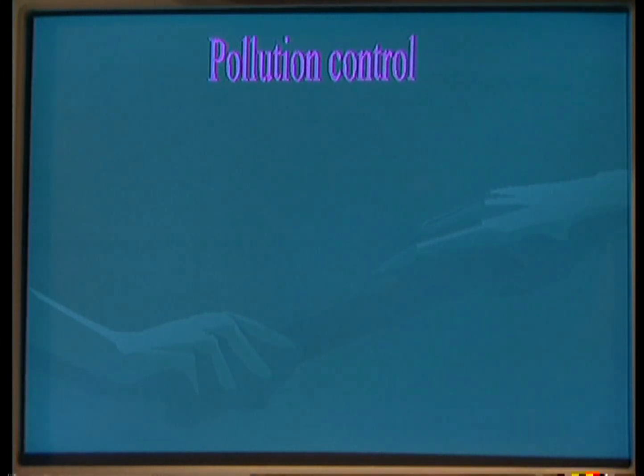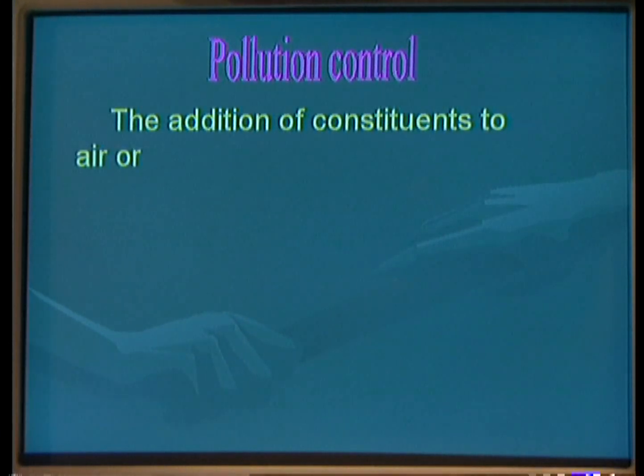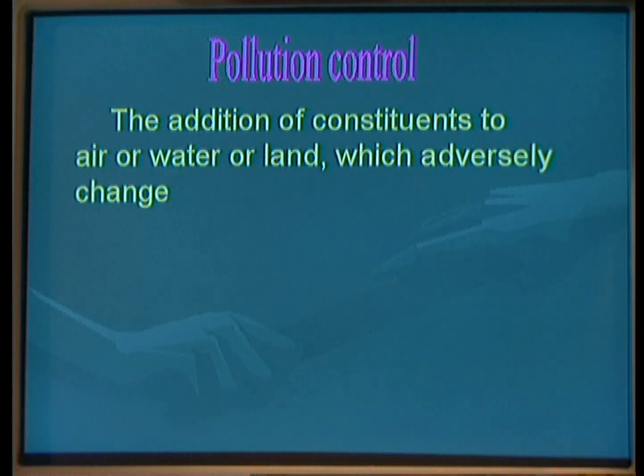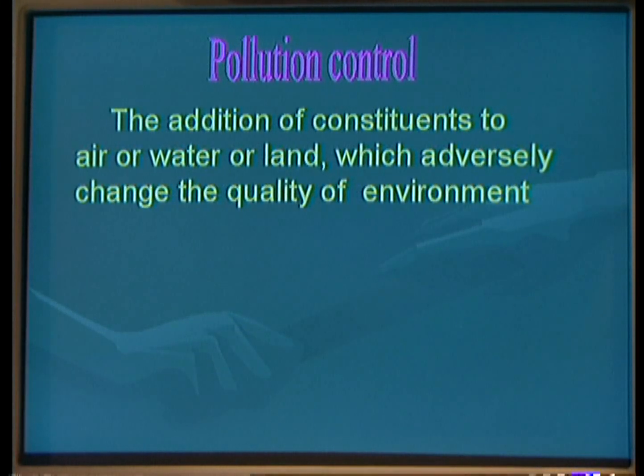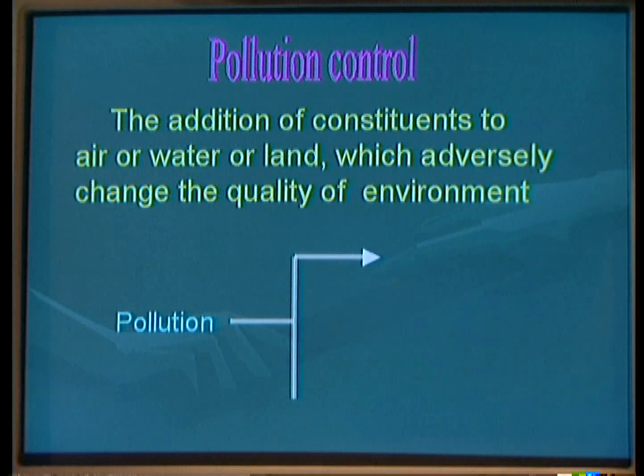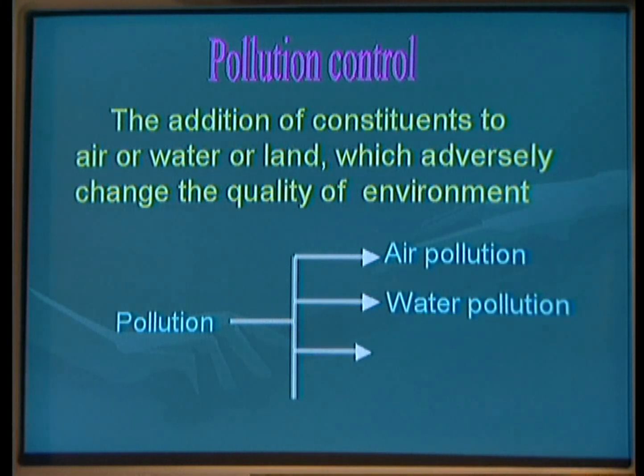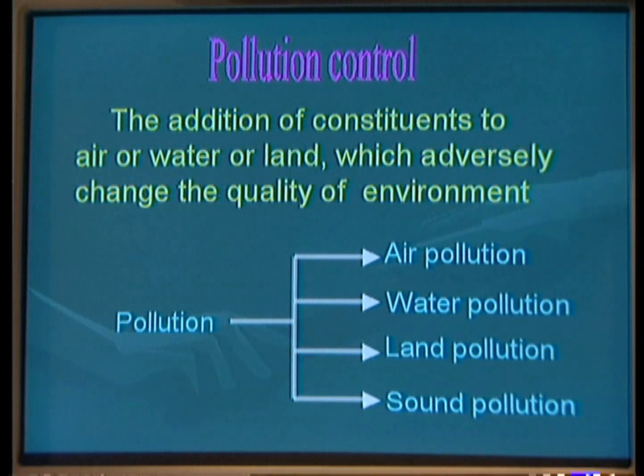Next, the important topic is pollution control. So here is a very important point. What is the definition of pollution? The addition of constituents to air or water or land which adversely change the quality of the environment. This is the definition of pollution. Pollution may be divided into different types. If unwanted things are added to the air, that is air pollution. If added to the water, water pollution. If added to the land, land pollution, and sound pollution. These are the different types of pollution.